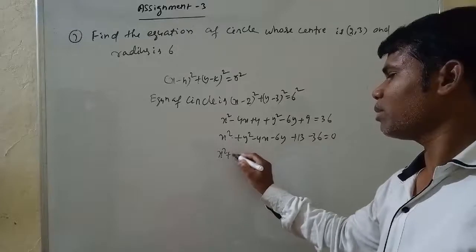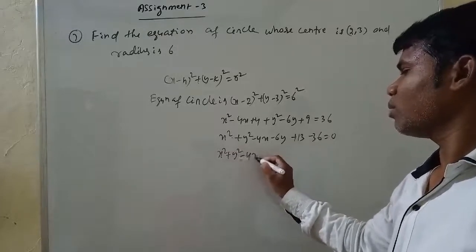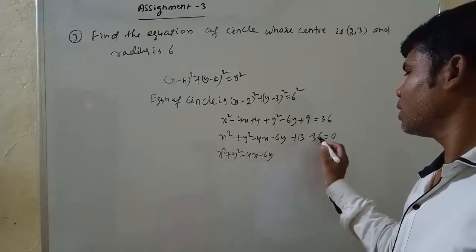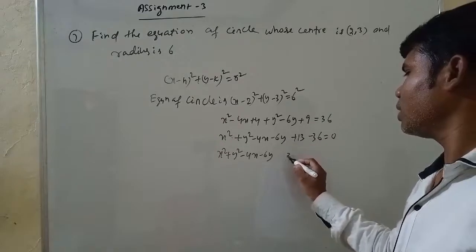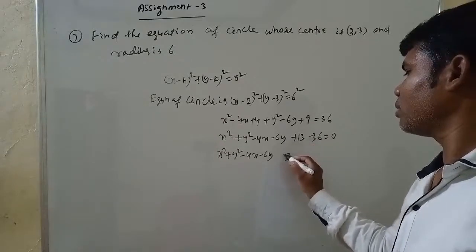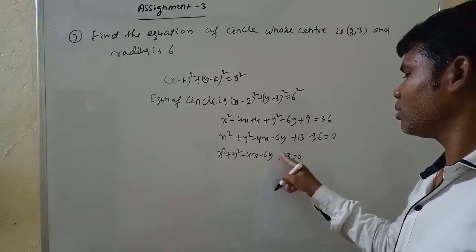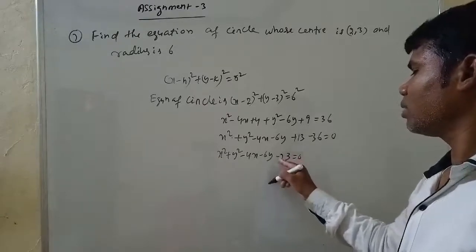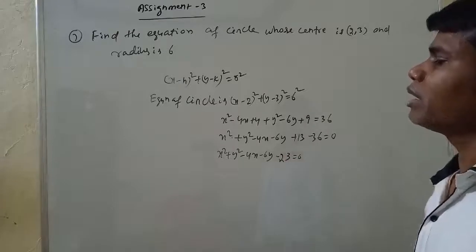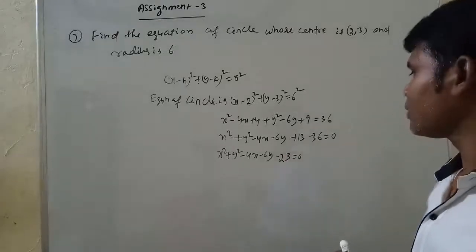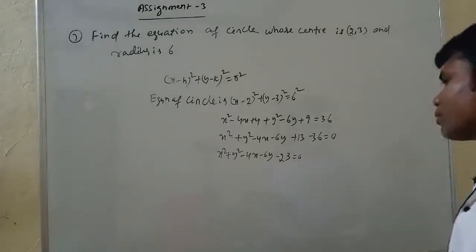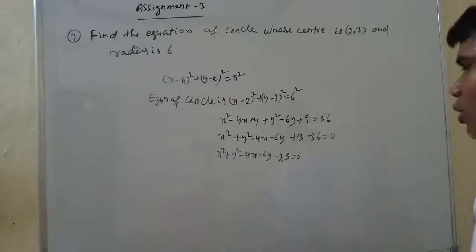That is x square plus y square minus 4x minus 6y, 13 minus 36 is minus 23, is equal to 0. This is your required equation of circle. Okay. Pause the video, note it down.